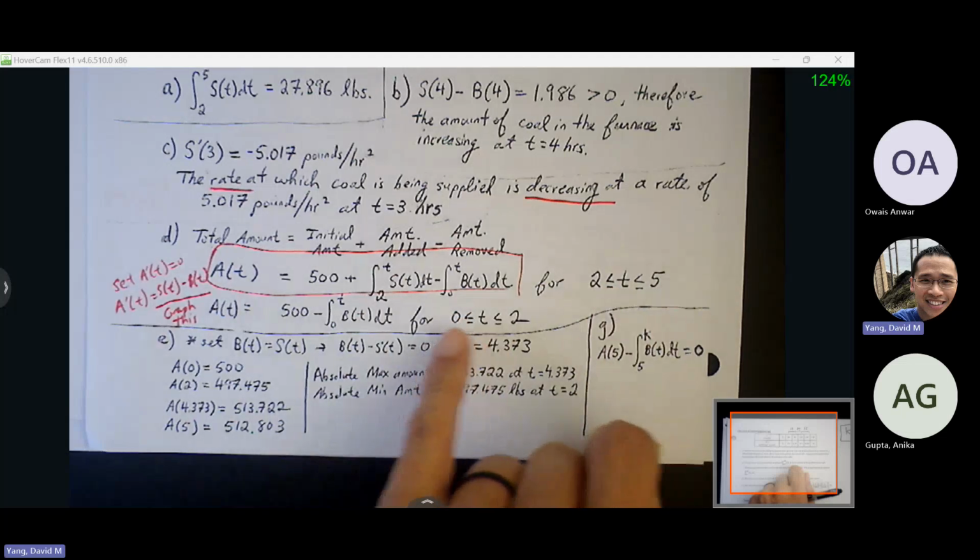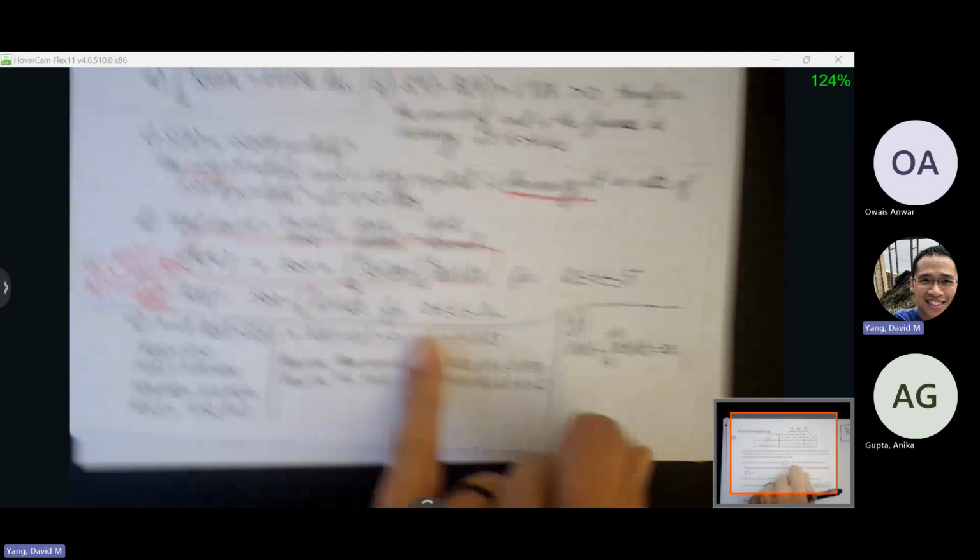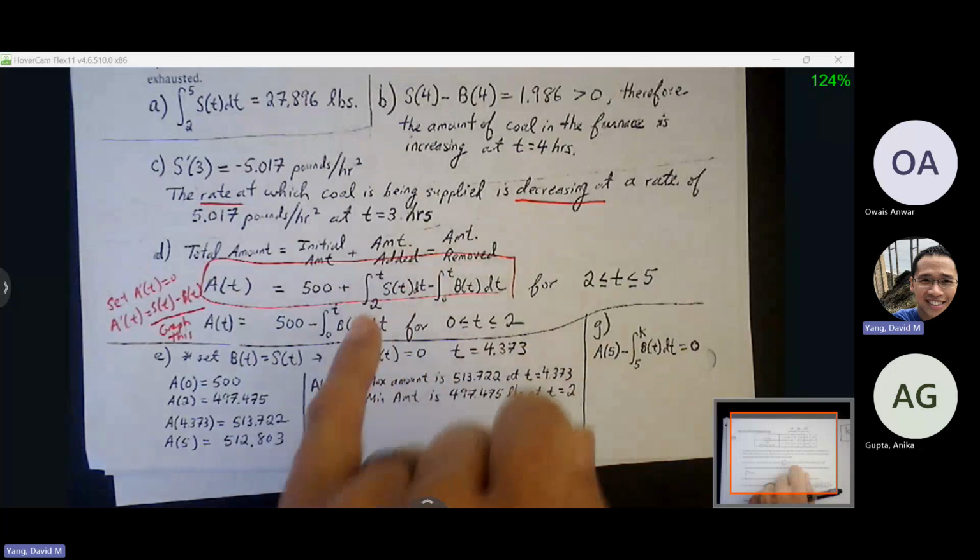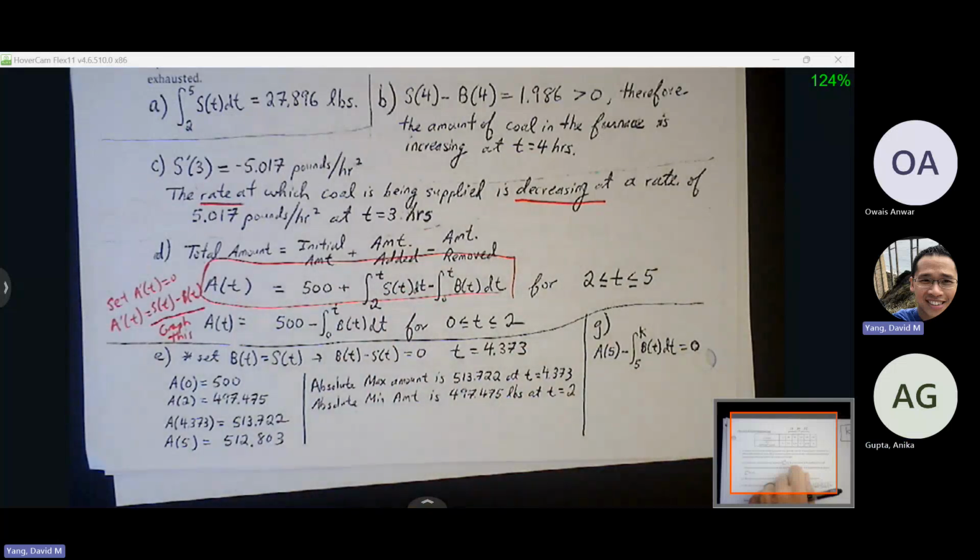For 0 to 2 is a different scenario than from 2 to 5 because from 0 to 2, S of T hasn't started working yet. No coal has been added.